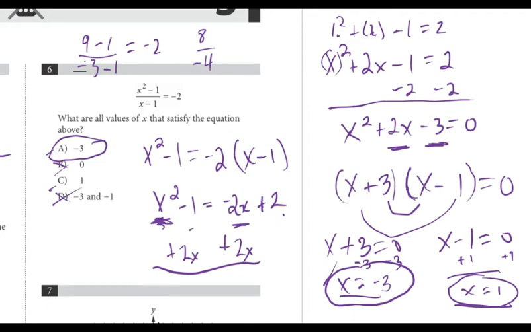Answer choice A. This one is a little more difficult than the previous ones. Let's give this a level of difficulty, level 5.